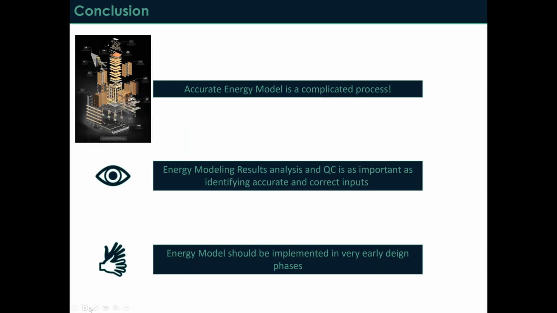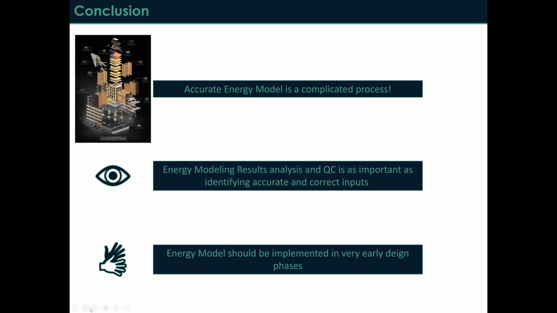One more thing, an accurate energy model is a complicated process. A building is complicated. There are thousands of different components in a building which are going to be designed, or which exist. So energy modeling is a complicated process and must be done in the right way to reach an accurate one. And another point, energy modeling result analysis and QC is as important as identifying accurate and correct inputs.